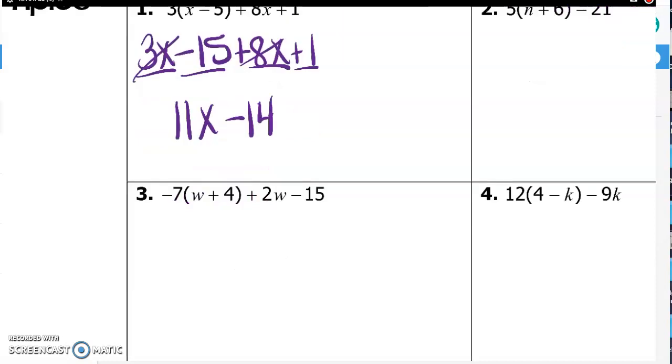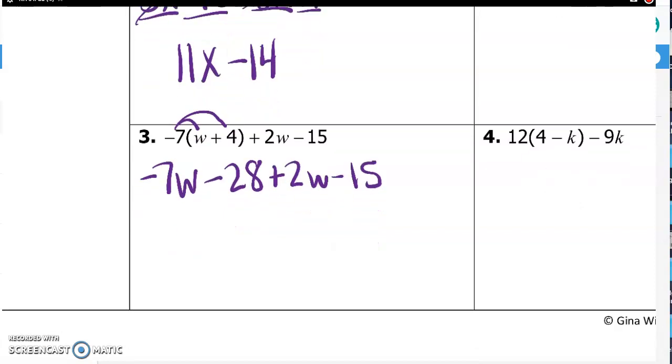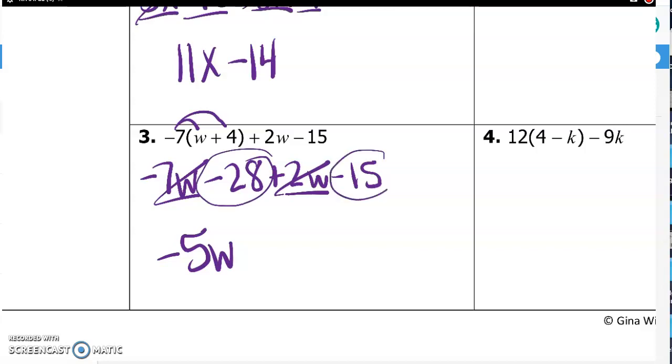Number 3, first we distribute the negative 7. Negative 7w minus 28. Then bring down the plus 2w and the minus 15. So negative 7w plus 2w would give us negative 5w. Again, we like to write our variables first. Negative 28 minus 15 gives us minus 43. Negative 5w minus 43.